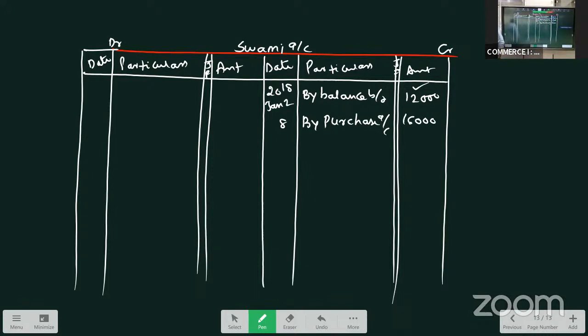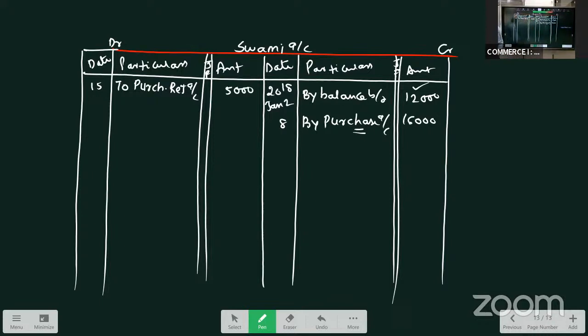We have returned goods to Swami on 15. We purchased on 8 and on 15th we are returning goods. So it will come on the debit side because when we return the goods, Swami is the receiver. To purchase returns account, amount is 5,000.